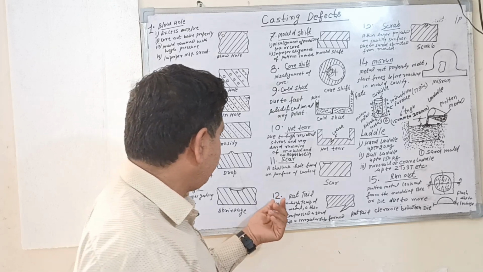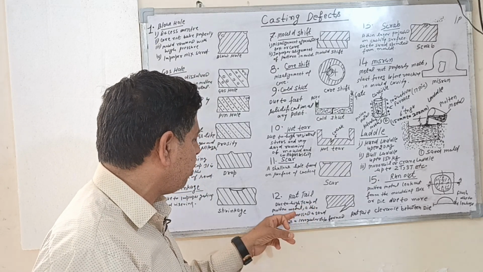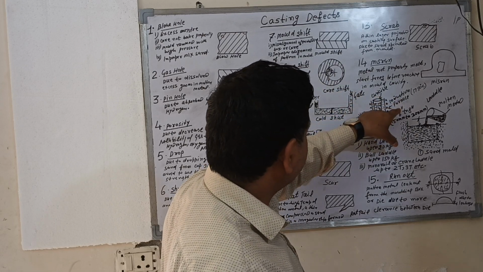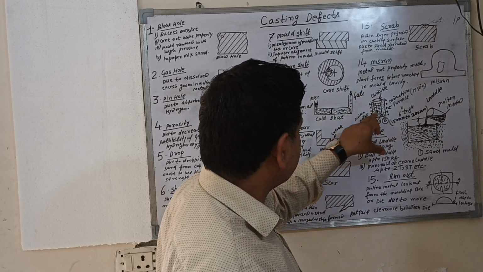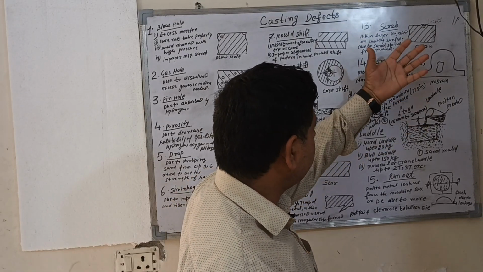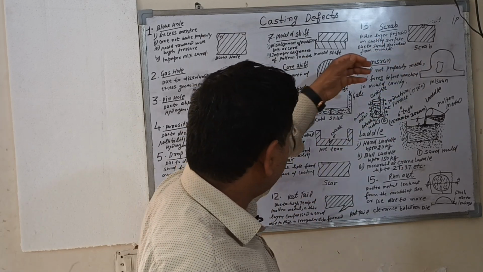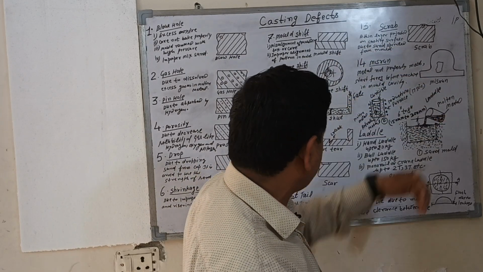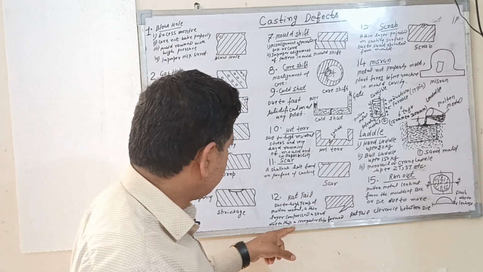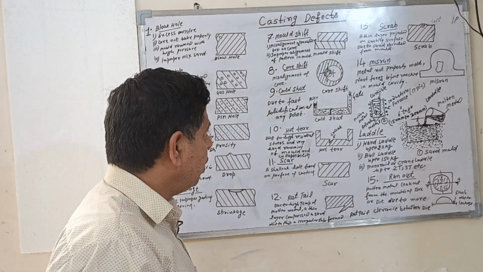Number 12 is red tail. The red tail is due to the high temperature of the molten metal. The molten metal, in a crucible induction furnace, the melting temperature of this metal is 1750 degrees Celsius. Above this temperature, the temperature of the molten metal will be high. If high temperature molten metal is poured in this cavity, this type of defect arises. This is an irregular shape formed in a casting. This is a red tail defect.